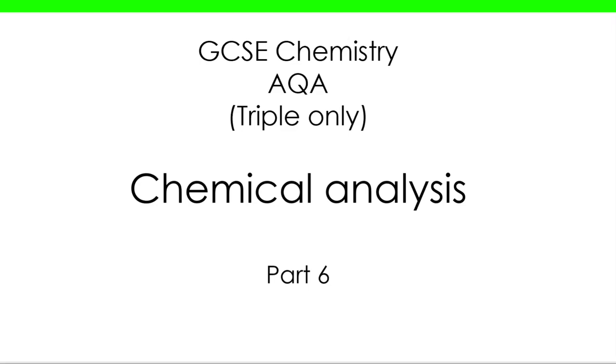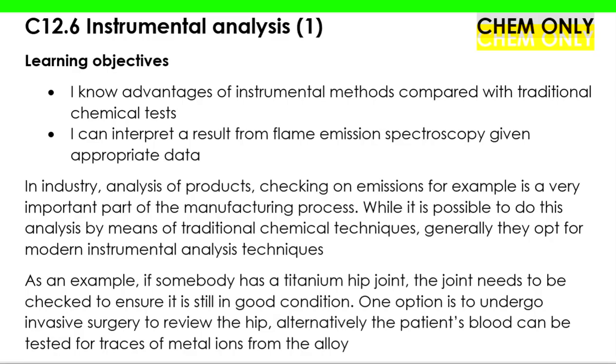This is part 6 of the chemical analysis topic in GCSE AQA chemistry. It is a triple only topic. Dual award scientists do not need to cover this. In this final section of the chapter, we're going to look at instrumental analysis.